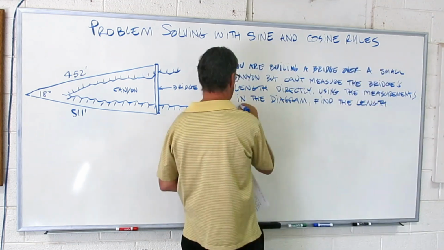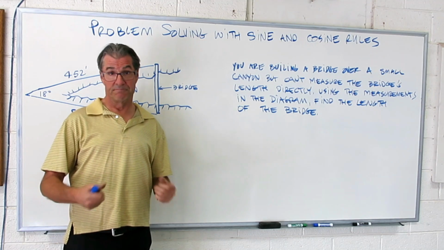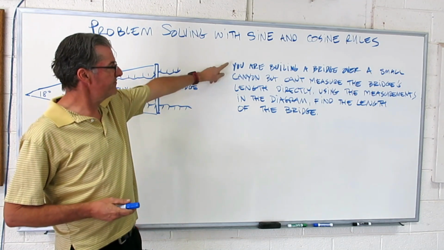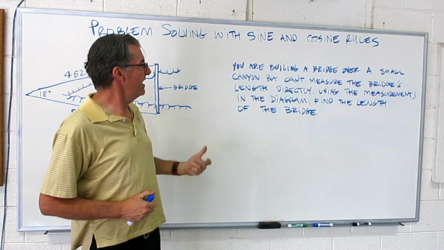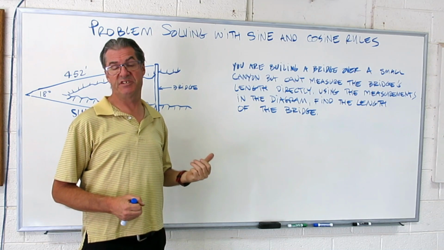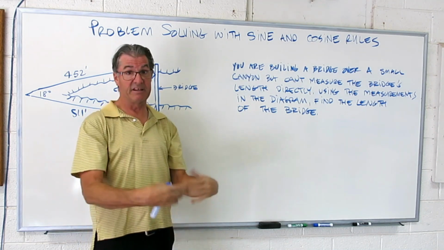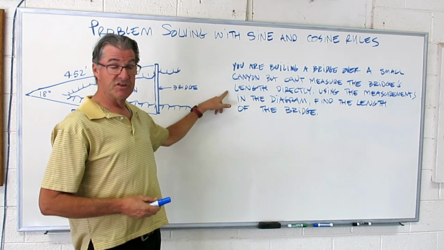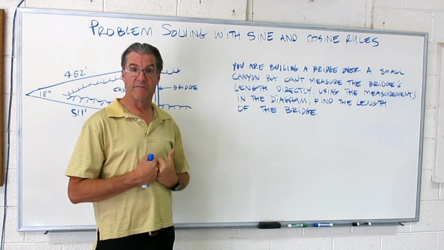Okay, let's do a second problem. All right, so now we have a different situation. Here's the words for that. You're going to build a bridge over a little canyon, okay? But you can't measure the distance. For some reason, you can't measure the distance across, probably because there's a big canyon in the way. You can't just walk across and measure it. So you can't measure it directly. Using the measurements in the diagram, find the length of the bridge.